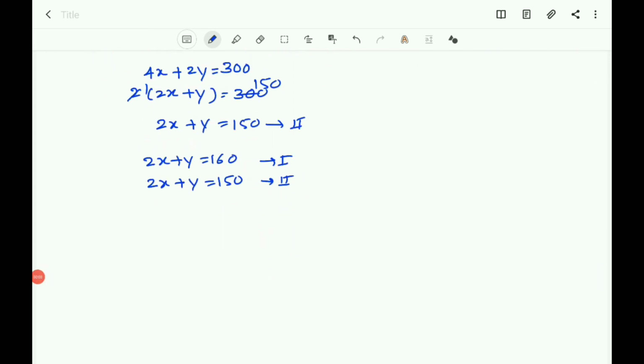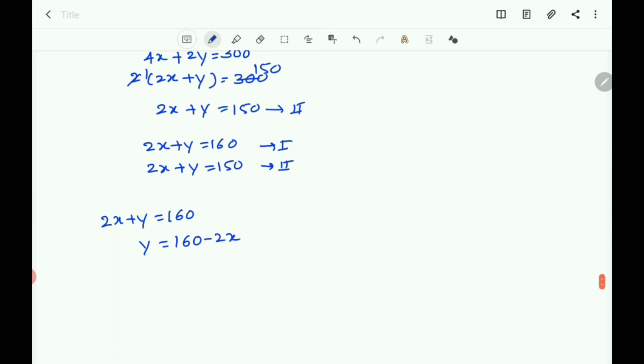Now to represent these linear equations graphically, we have to have the solution. So let us have two solutions for each equation. Now you take the first one, that is 2x plus y is equals to 160. The equation becomes y is equals to 160 minus 2x. So put the value for x.